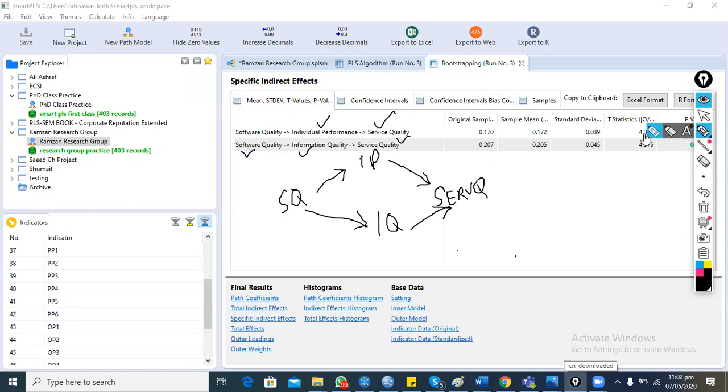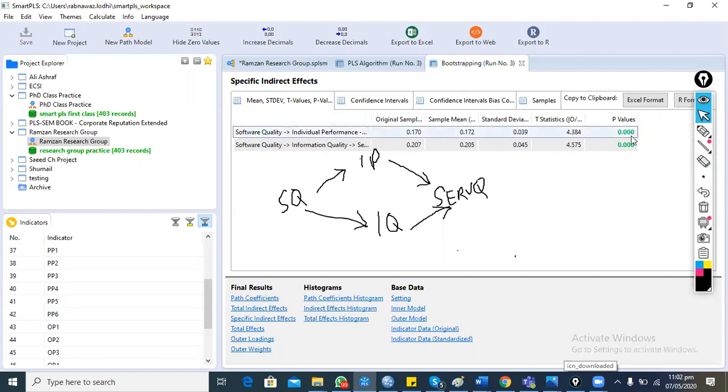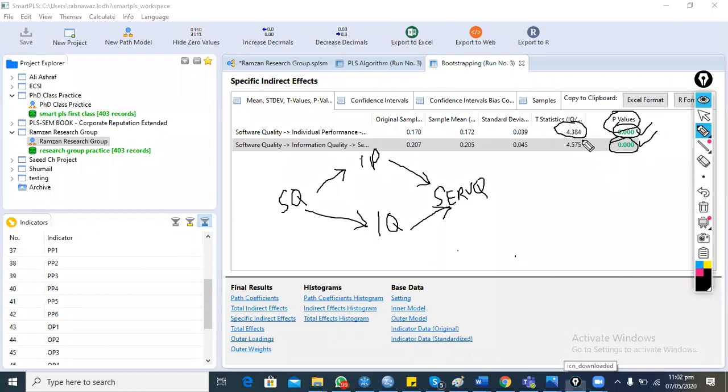So these are the two indirect effects, and we just need to check whether these indirect effects are statistically significant or not. For the mediation, both the indirect effects should be statistically significant. Yes, both the indirect effects are statistically significant. How? Because the p-value is less than 0.05, 0.000, and the t statistic value is greater than 1.96.